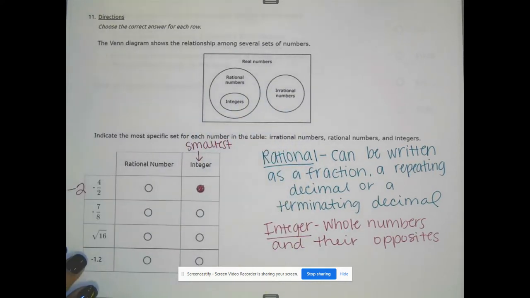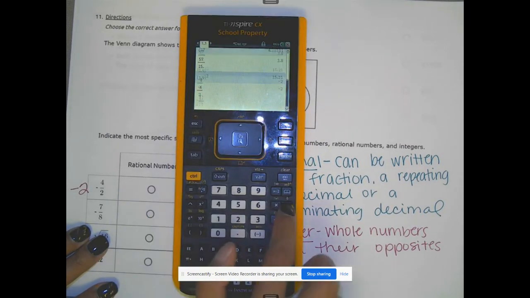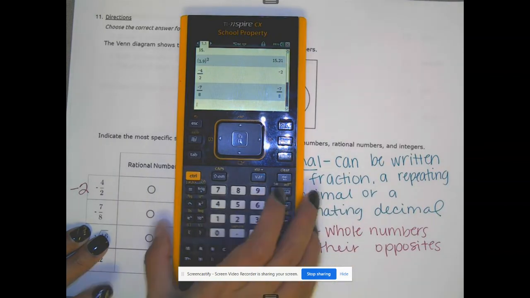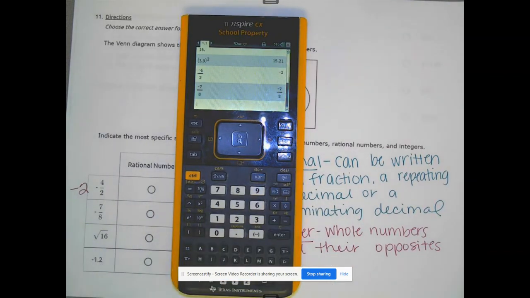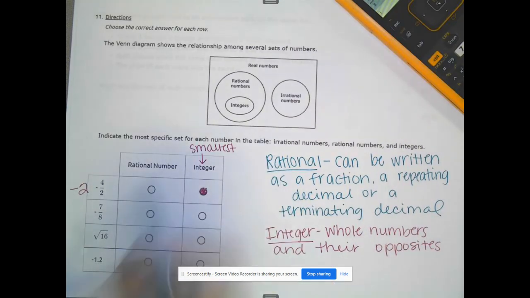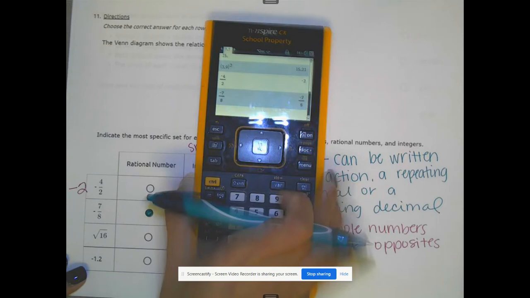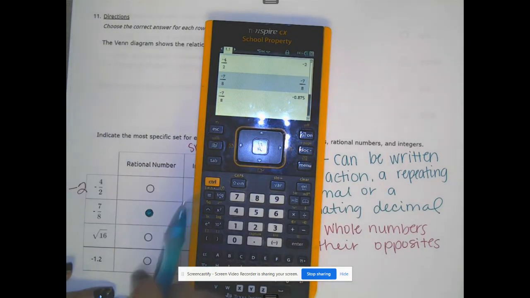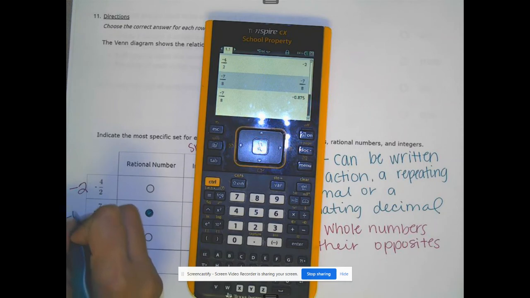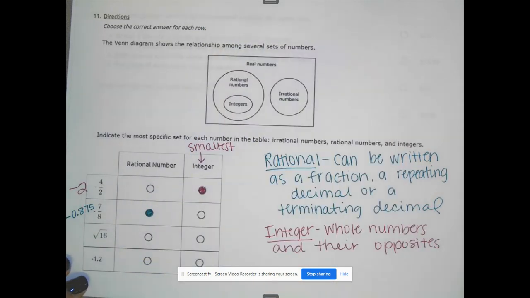Okay, so for the second one, -7/8, I do negative, control divide, 7/8, and when I click enter, it gives me a fraction. So from here, I want to see if it can be written as a fraction, making it a rational number. So rational number. Now, if I wanted to check and see if it was a repeating or a terminating decimal, then I can do control enter. And I do see that as a decimal, it stops. There's nothing after the 5. So that makes it a terminating decimal. That's another way I can check.